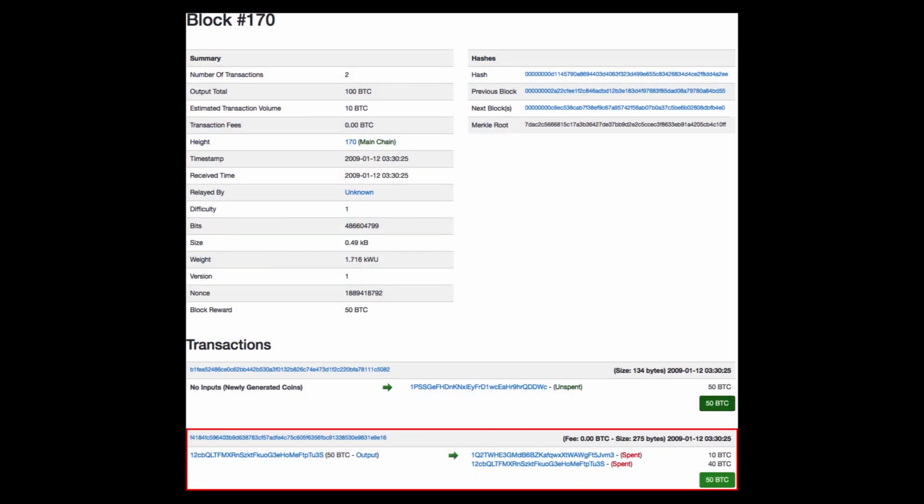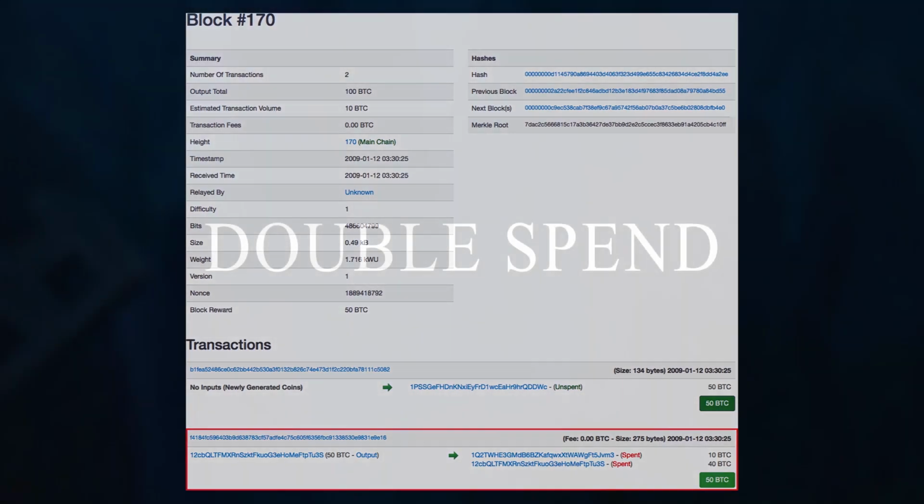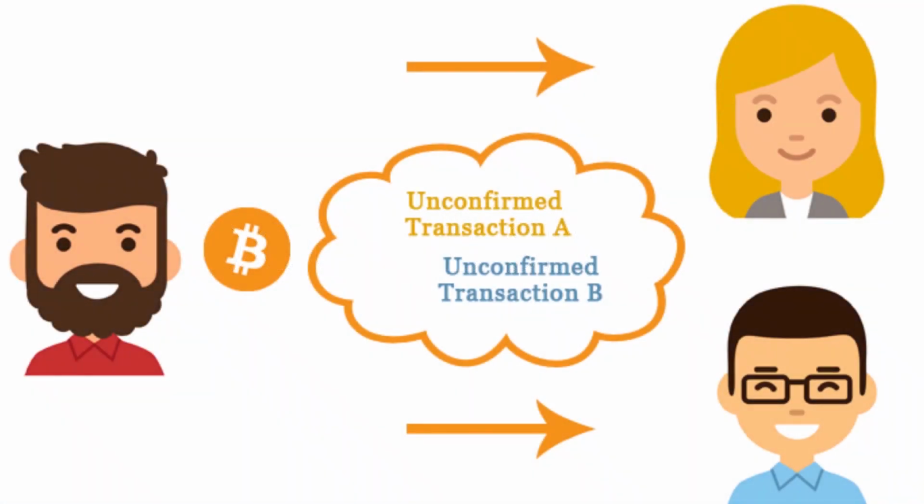Block 170. This was the block that contained the first transaction from Satoshi to Hal Finney, so the blocks before that were empty of transactions and this was the first to contain any data. Double spend. This is a problem in crypto where under the correct circumstances, a person can introduce a modified block into the chain and therefore reclaim spent coins.